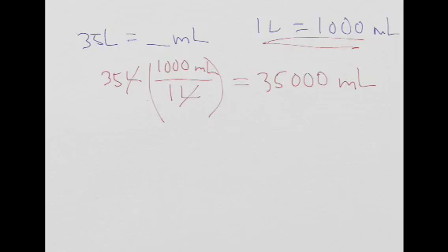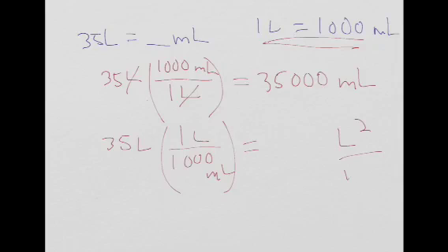Now, if you had done the reverse, if you put in 35 liters and put 1 liter over 1,000 milliliters, this won't work, because you can divide by 1,000, but you end up with liters squared over milliliters. You can't cancel the units here, right? So you would have ended up with 0.035 liters squared over milliliters squared, which is not what you wanted. So that's how you know you can correct yourself with a conversion factor. Let's look at the rest.